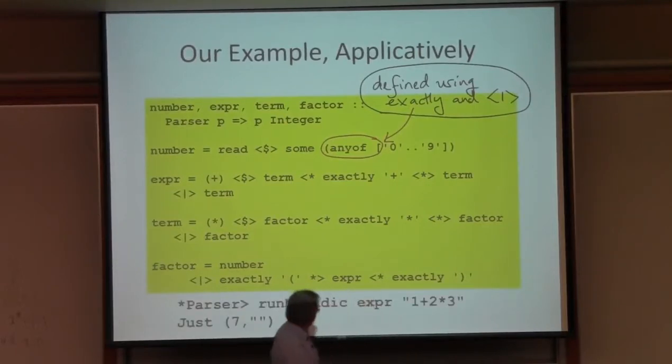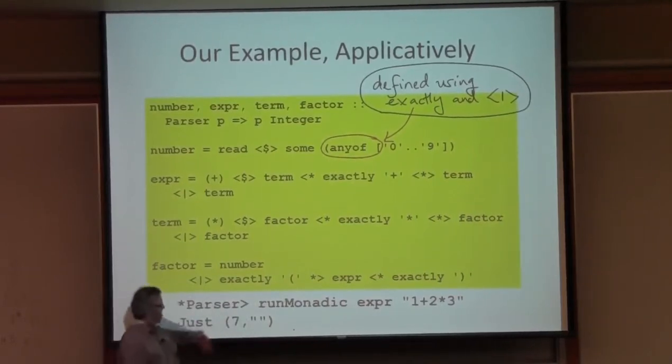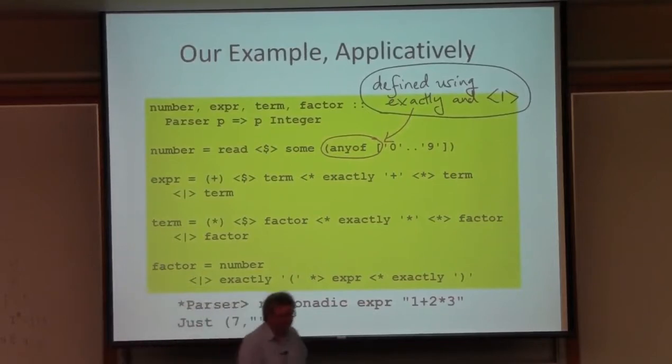And if I run it, I'm using the maybe monad at the bottom of all of this. Then, given 1 plus 2 times 3, I get just 7 with no input remaining.